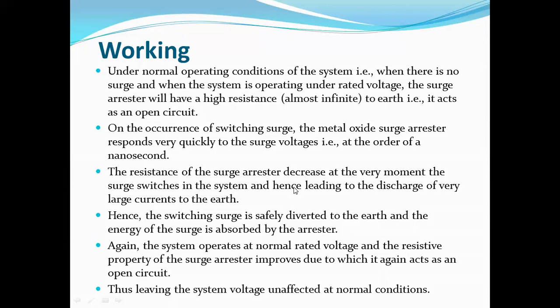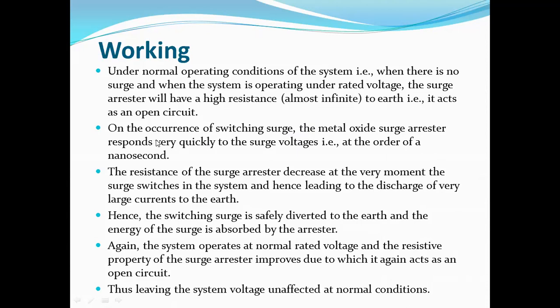So when there is no fault and no lightning stroke, and our system is operating under normal working conditions, at that time the resistance between these two electrodes is very high. That is nothing but the resistance between the line and the earth. If it is very high, then it acts as an open circuit.